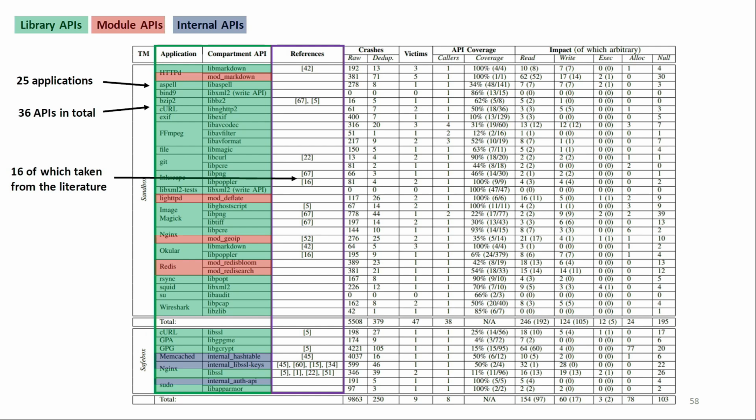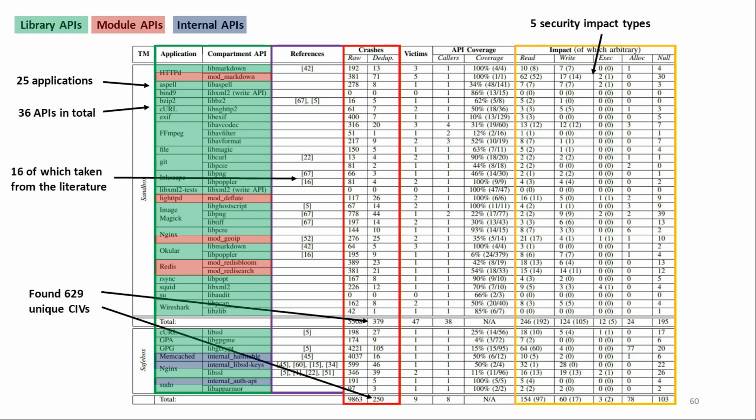In fact, 16 of these scenarios have been previously considered by about 12 studies in the literature, and the attacks that we find apply to them. In total, we find 629 CIVs, which we classify in five impact types: read, write, code execution, memory allocator corruption, and null pointer dereferences.